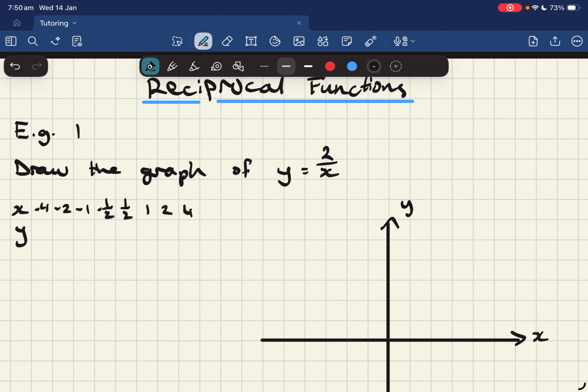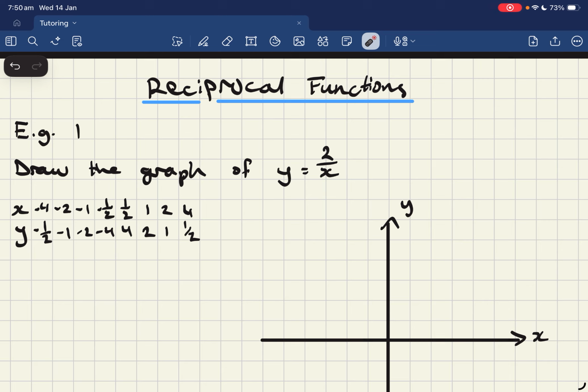So substituting in -4 gives us -1/2. This one gives us -1. This one gives us -2. We get -4, +4, 2, 1.5. Okay, now you can see in the table of values, I haven't bothered putting in 0 because, as we remember, the function is undefined for 0. So there's no point in substituting it in here.